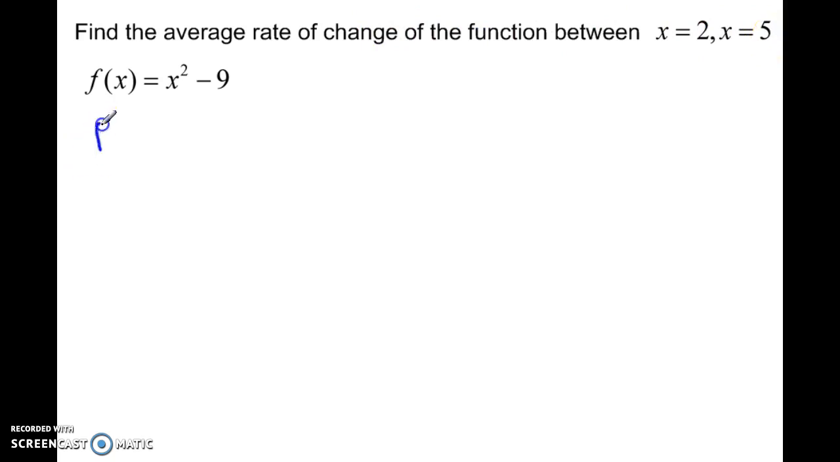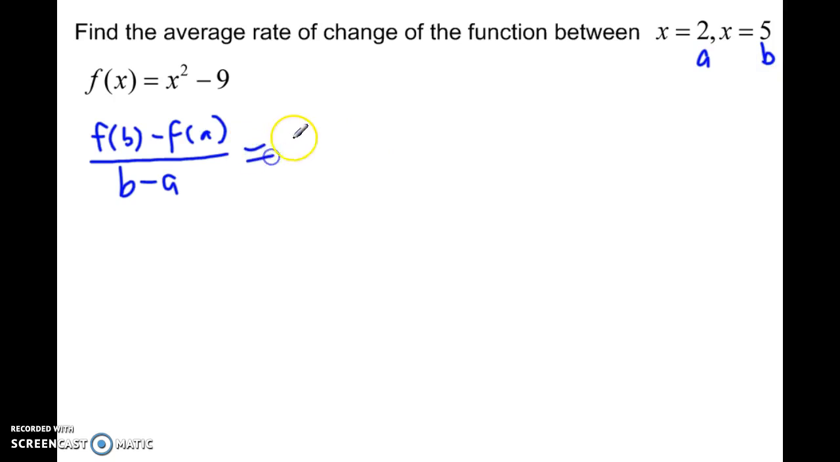So we're going to use the formula f of b minus f of a over b minus a. We're basically given a and b. It doesn't matter which one you choose as what. I'm just going to choose 2 as a and 5 as b. Right, so writing this down, this is our function f. So this would be f of b, which is f of 5, minus f of a, which is f of 2, over 5 minus 2. That's b minus a.